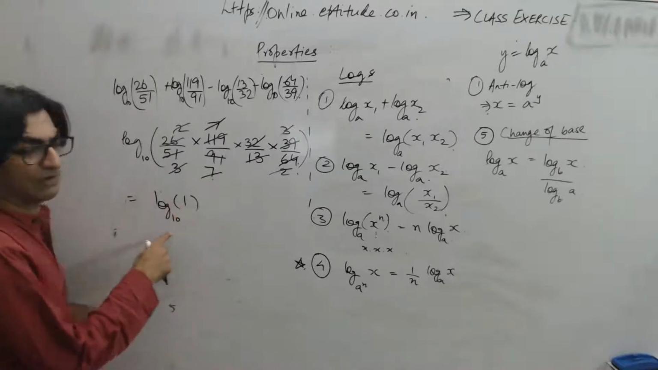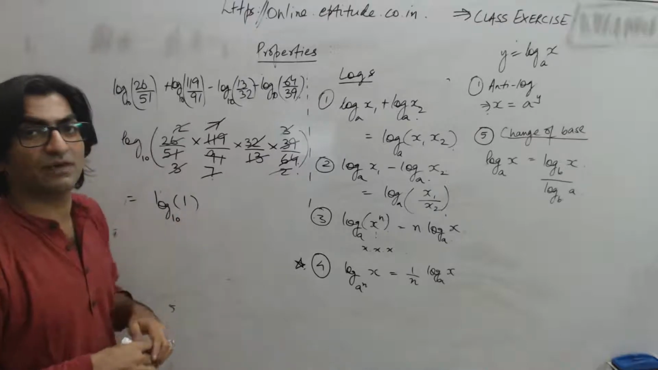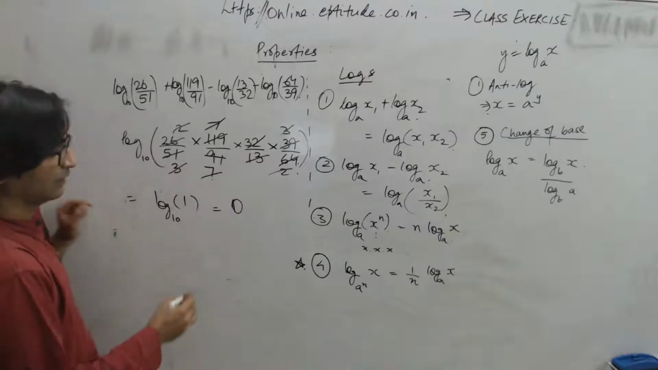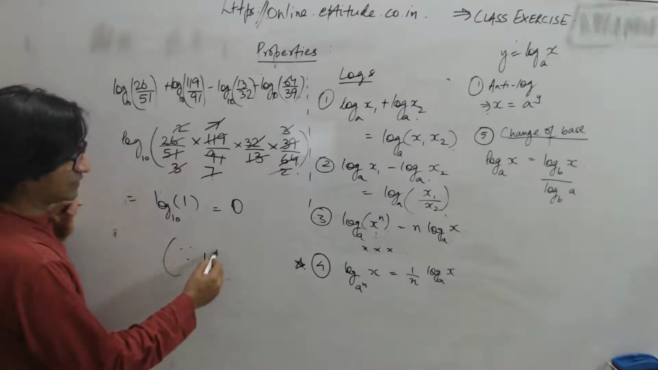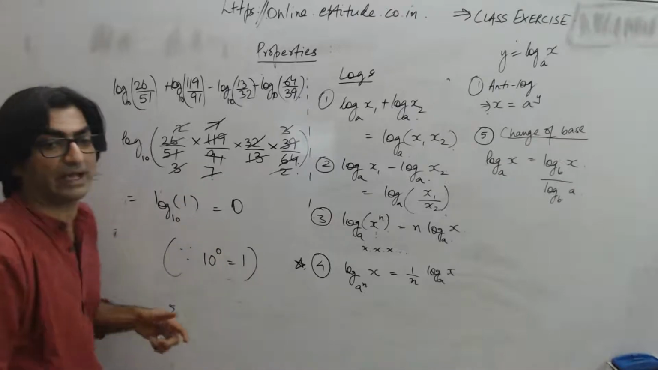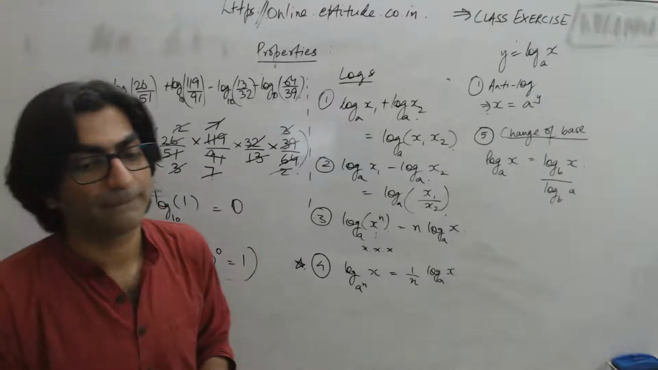Now ask yourself, what power of 10 makes 1? What power of 10 results in 1? 10 raised to the power 0. Why? Because 10 raised to the power 0 is 1. So what power of 10 makes 1? The 0th power. So my answer to question number 11 is option A, 0.